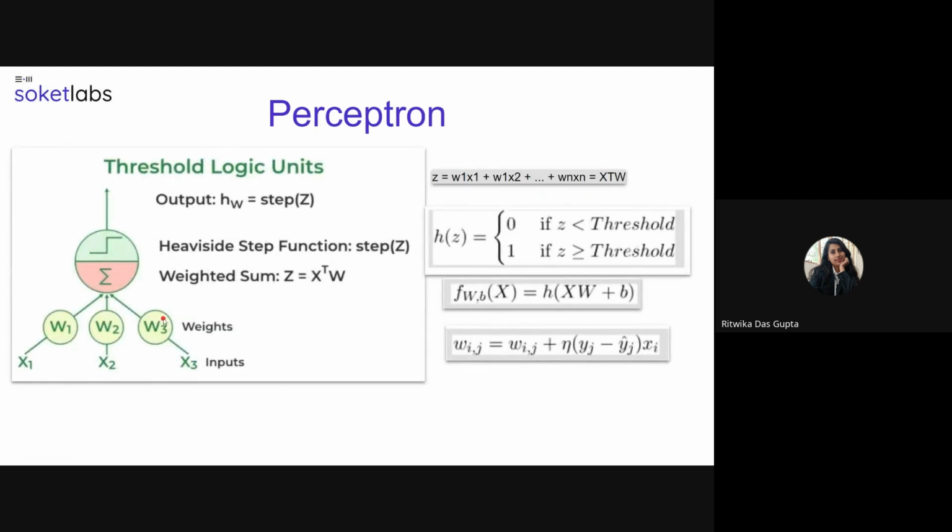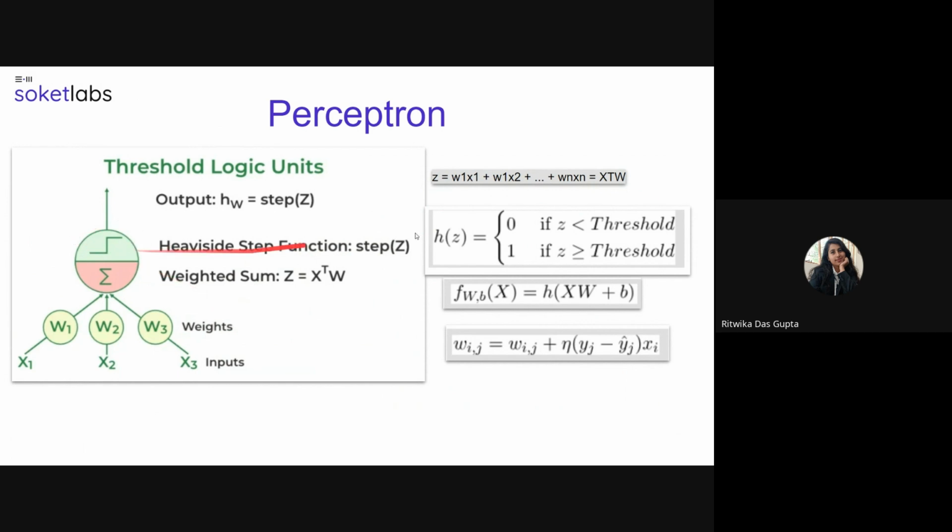So then we come to the perceptron. A perceptron is basically, given an input, there are certain weights, and we try to find the output. It has only one kind of layer. So we calculate the dot product of the weights and the inputs, and then finally we get the output.